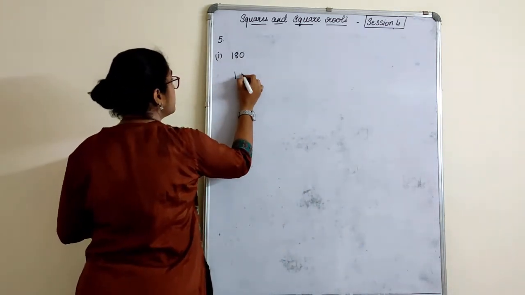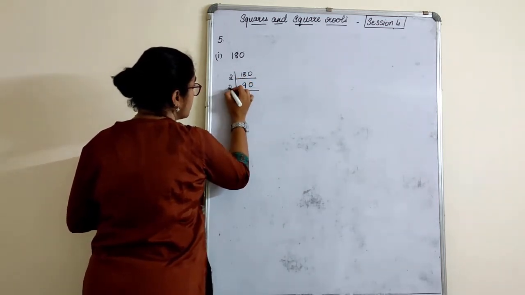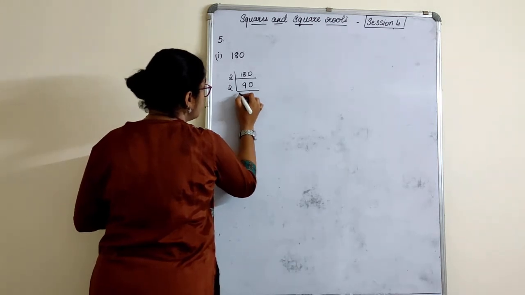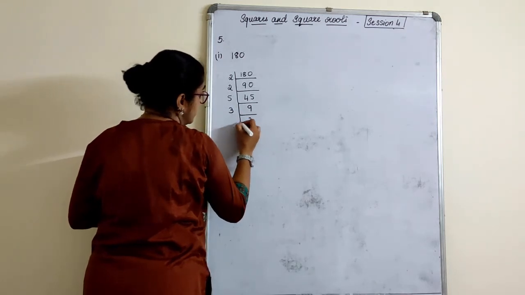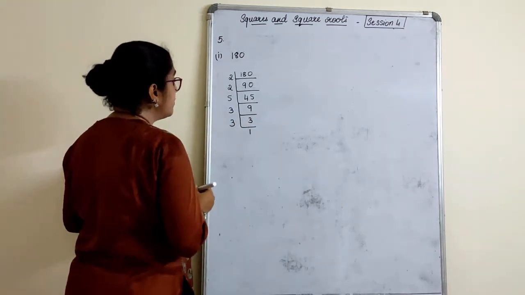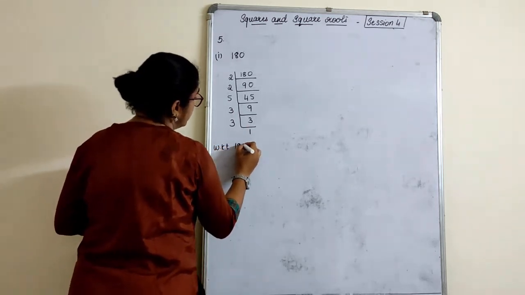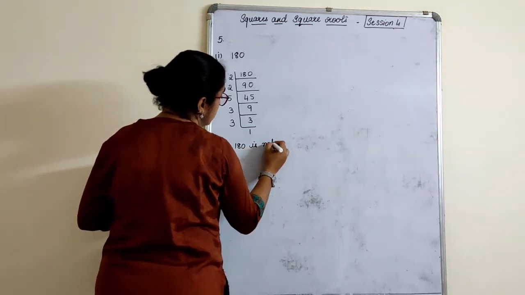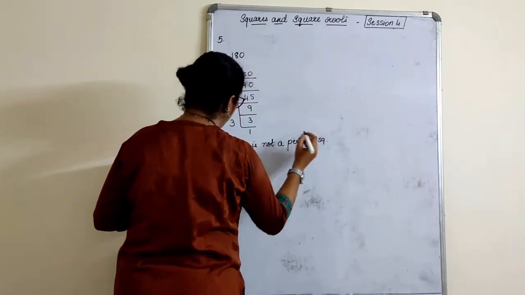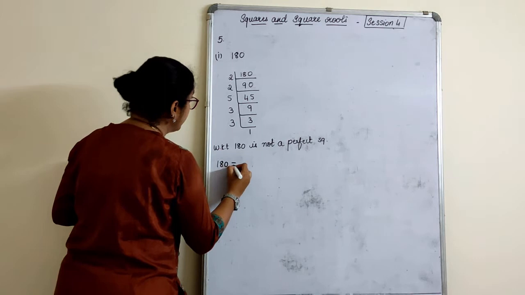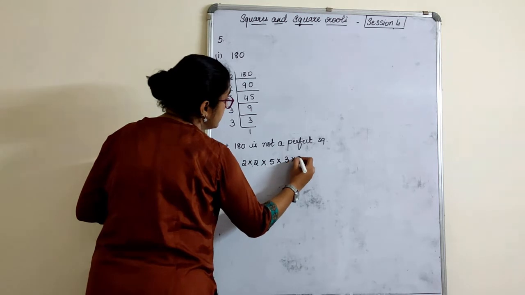We'll factorize this, 180. 2 nines are 18, 0. 2 fours are 8, 2 fives are 10, 5 nines are 45... 3 threes are 9 and 3 ones are 3. Again, what is the step we wrote? We know that 180 is not a perfect square. Okay. So factors of 180, how did we get? 2 into 2 into 5 into 3 into 3.